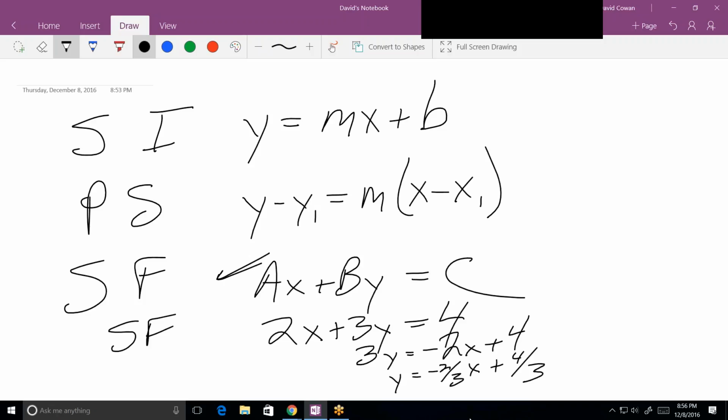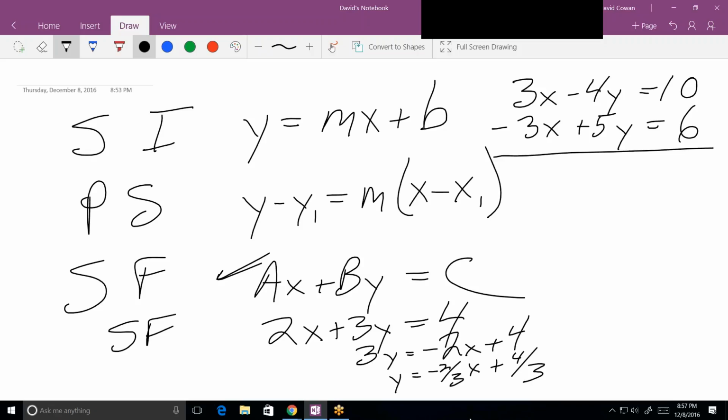In other words, if I have 3x minus 4y equals 10, that's standard format. And then if I have minus 3x plus 5y equals 6, well, I've got two equations in standard format, which is perfect for elimination. I'm just going to add the two equations. The x variable gets eliminated, and I got y equals 16. Bingo. So standard format is used, but usually when they're talking about a system of equations.